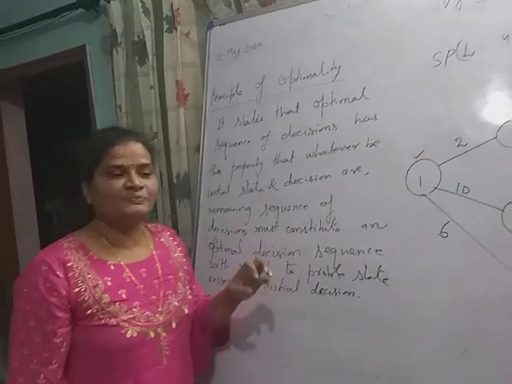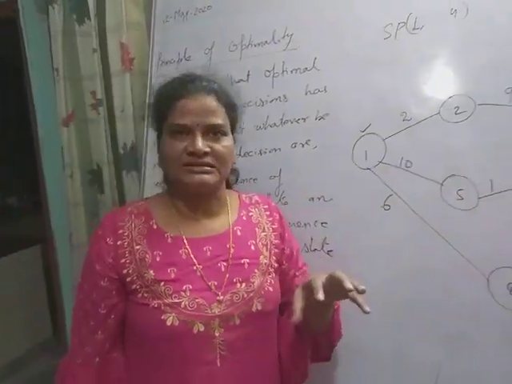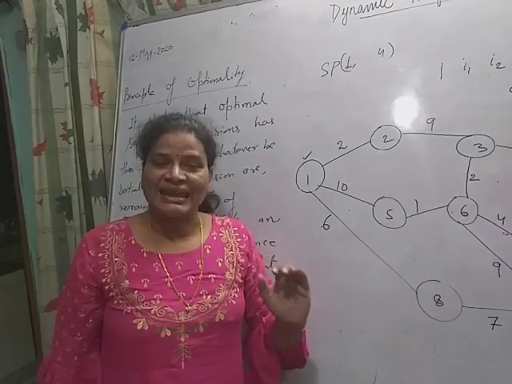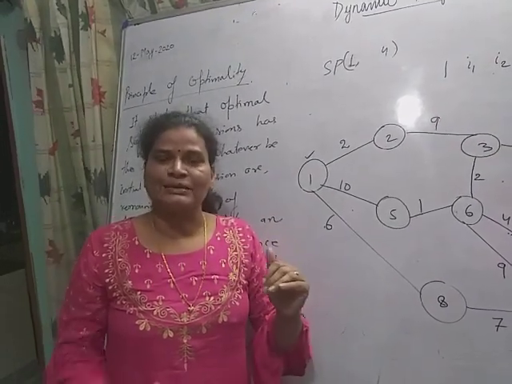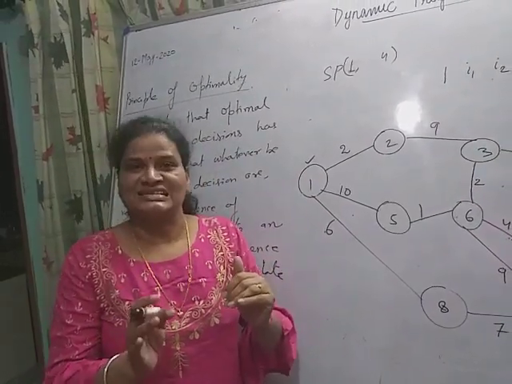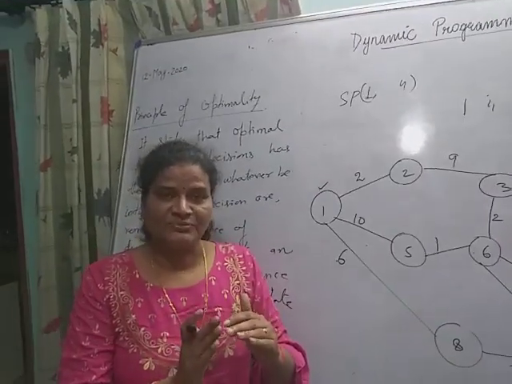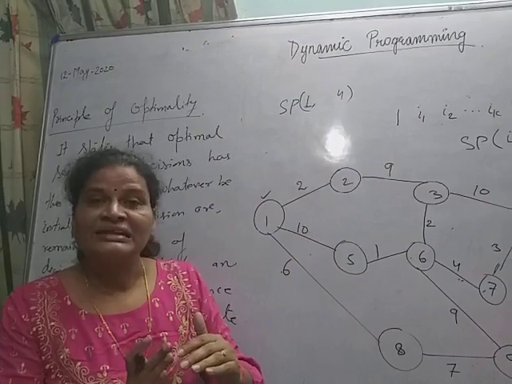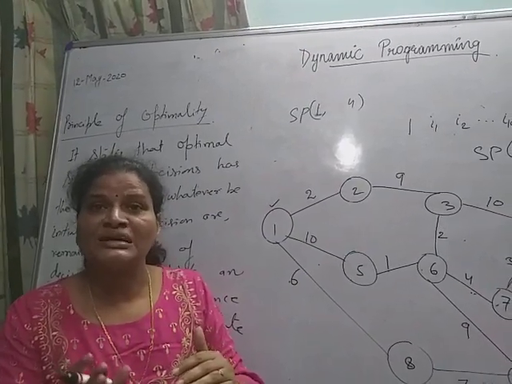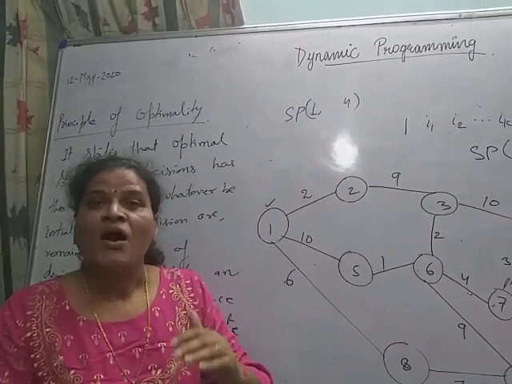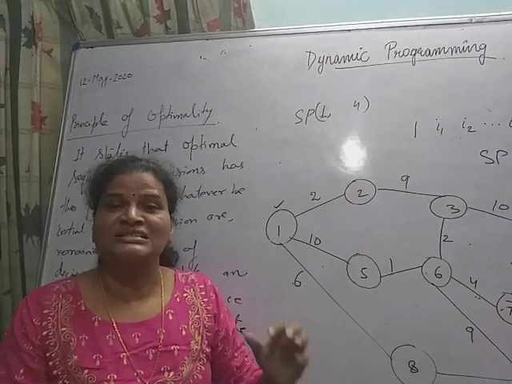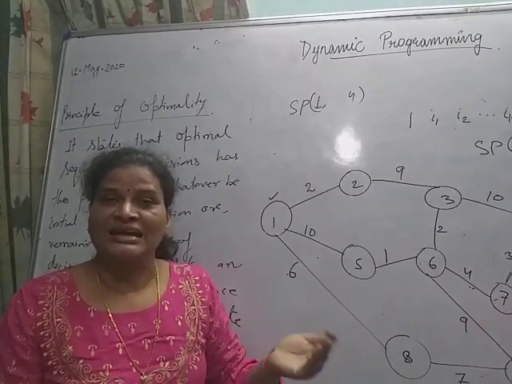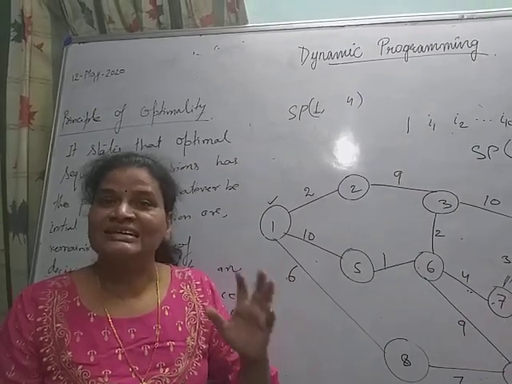So here the principle of optimality simply states that, given a decision for one object, after taking that decision the problem statement changes to a new state. Whatever be the initial state and decision, the remaining sequence of decisions must constitute an optimal decision sequence with respect to the state that arises from the initial decision.